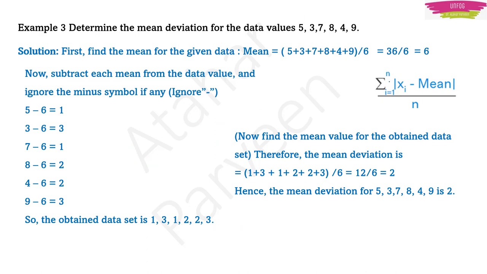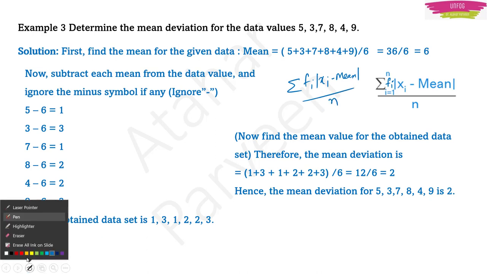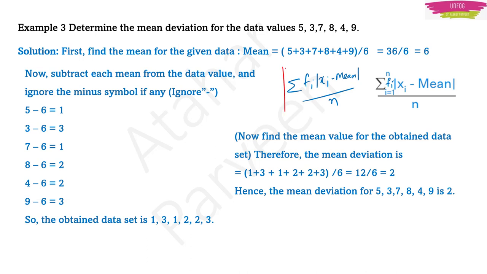So, now what you have to do, if you have fi, you just have to include fi here. Means if you have the grouped data, then your formula will become summation fi |xi minus mean| by n. So, this formula is for the grouped data. This is how you find the mean deviation. Of course, it will be 1 to n.